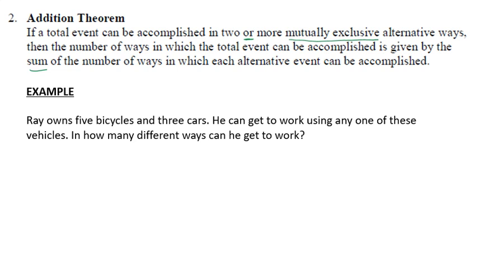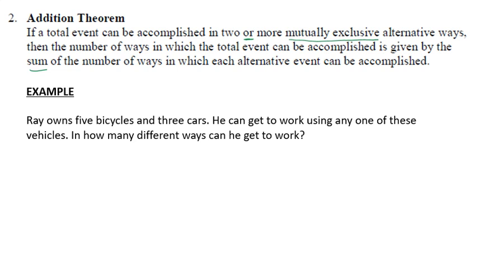As I said, it's quite simple. Ray owns 5 bicycles and 3 cars. He can get to work using any one of these vehicles. In how many different ways can he get to work? So this is an or situation. He has 5 bicycles, 3 cars, and he wants to use one of them to get to work. So he's going to be using one of the bicycles or one of the cars.